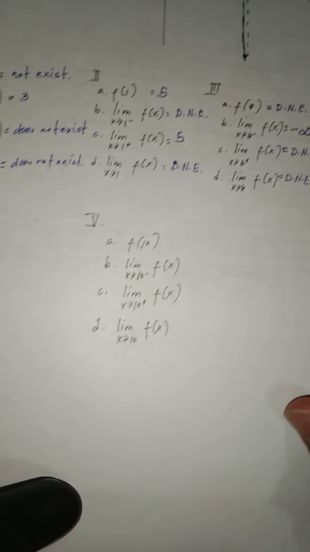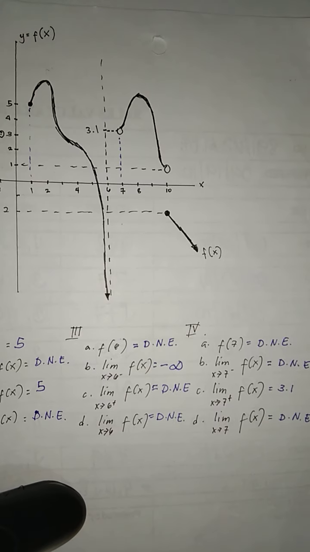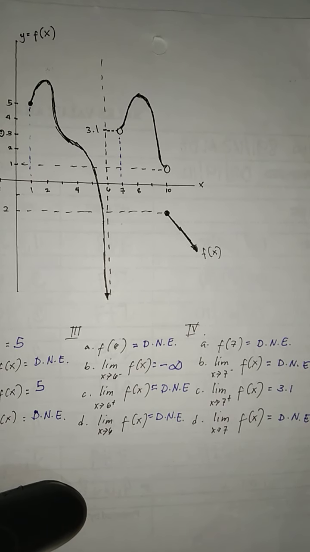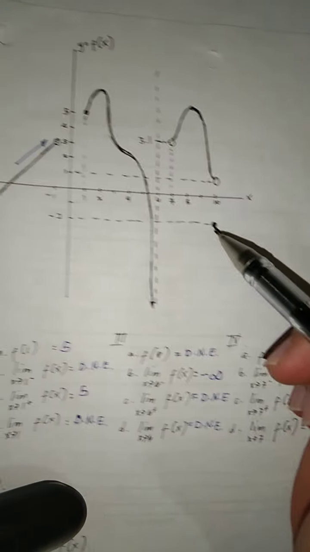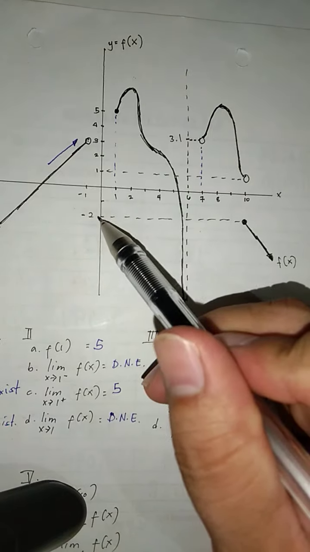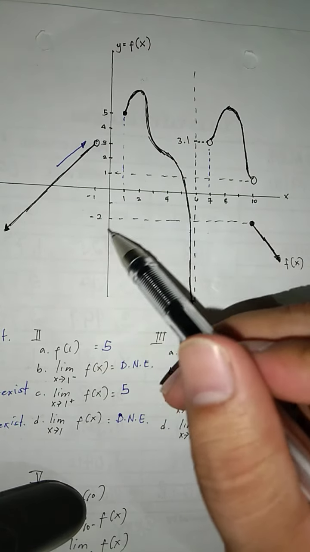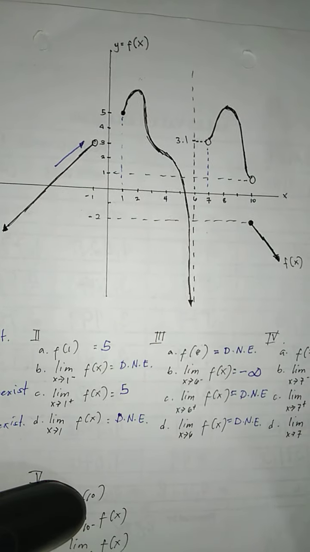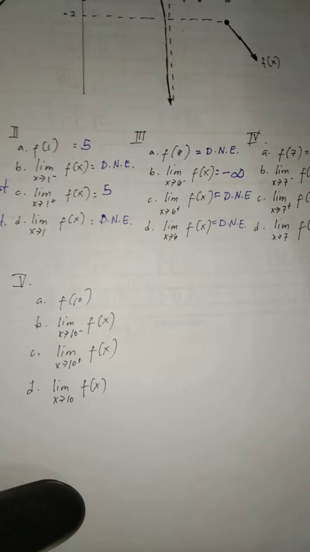How about our last number? So we have here at 10. Okay, so there's a little bit of a typo here. In the activity, I forgot to put the value here. The value here is supposed to be negative 2. Anyway, let's just continue.